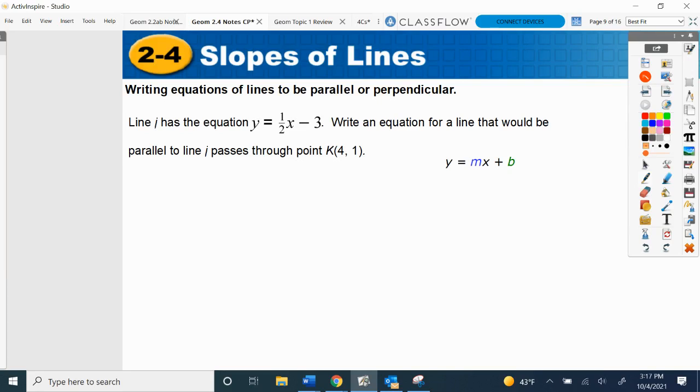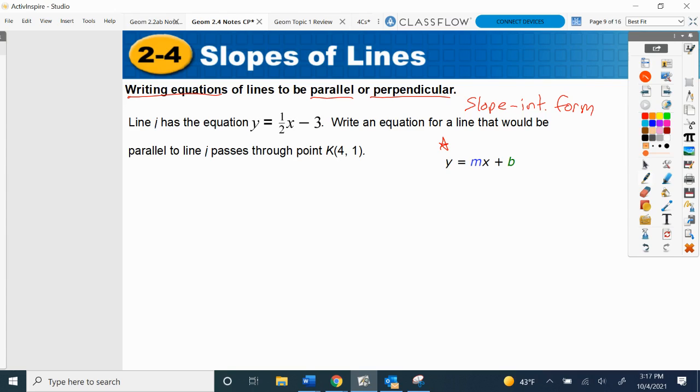So the next problem type we're going to look at is writing equations of lines that are going to be either parallel or perpendicular, depending on what we're asked to do. And we're going to write those equations in this format right here, this slope-intercept form, which might look familiar to Algebra 1. We worked with this quite a bit, this y equals mx plus b.